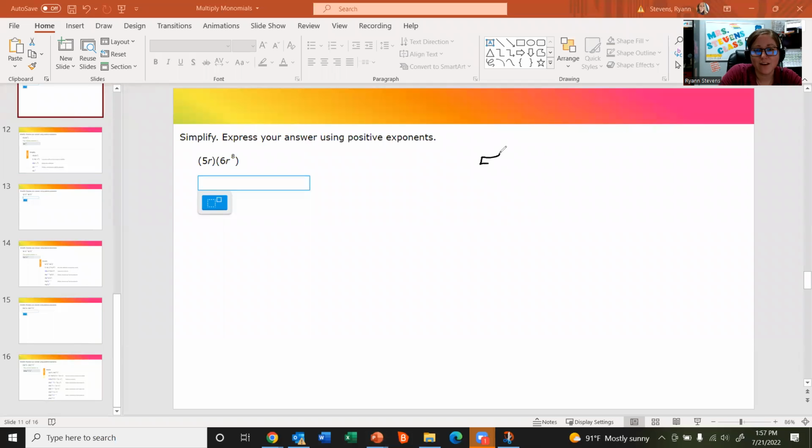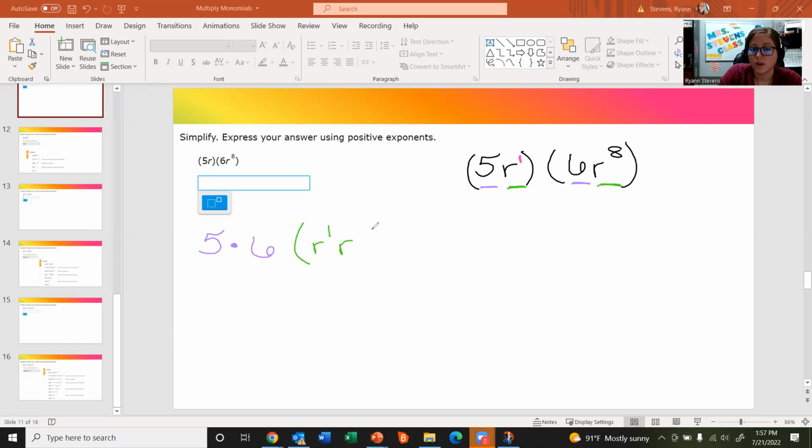So we would have 5r, and I'll keep the parentheses, 6r to the 8th power. We know that even though it's not written down, this has an exponent of 1. So we're going to group these coefficients together, 5 and 6, 5 times 6. And then r to the 1st and r to the 8th, those are our variables. We can write this like this. And then we would just solve.